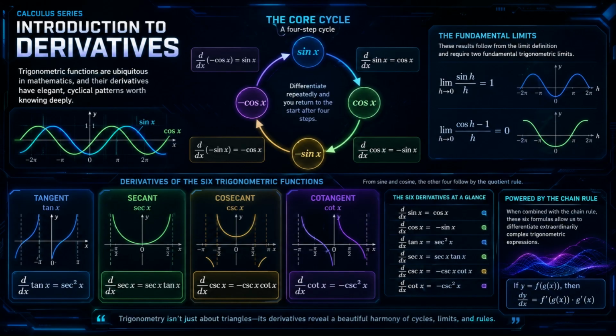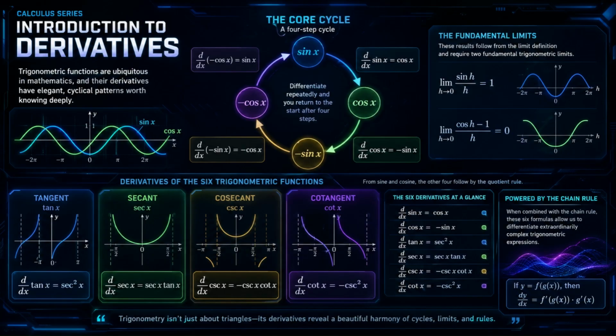The limit as h approaches 0 of sine of h over h equals 1, and the limit as h approaches 0 of the quantity cosine of h minus 1 over h equals 0. From sine and cosine, the derivatives of the other four trigonometric functions follow by the quotient rule.